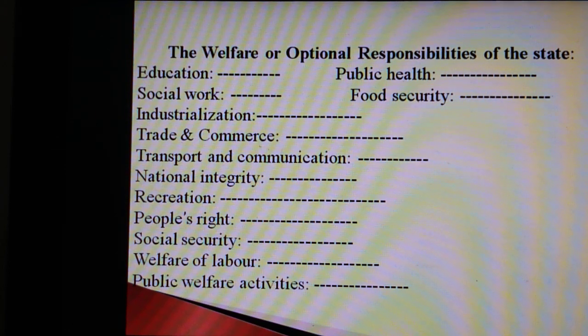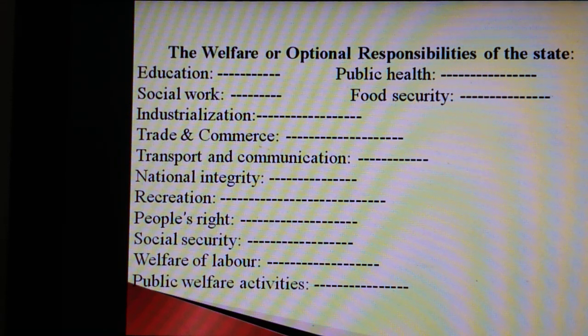Now, social security. To standardize the living of the citizens, the state takes various steps to ensure social security, providing financial help to the poor, widows, orphans, and disabled people, providing allowance to the unemployed, giving pension and grants to the elderly people are the social security activities of the state.